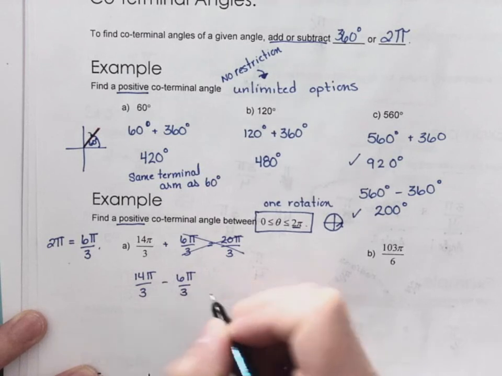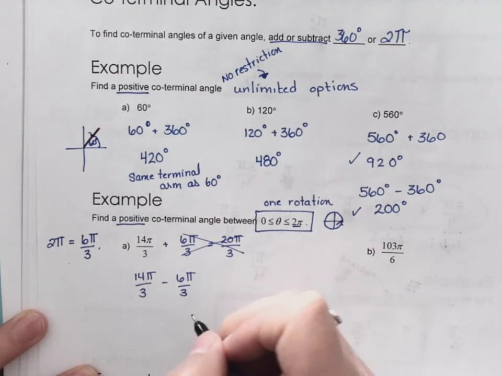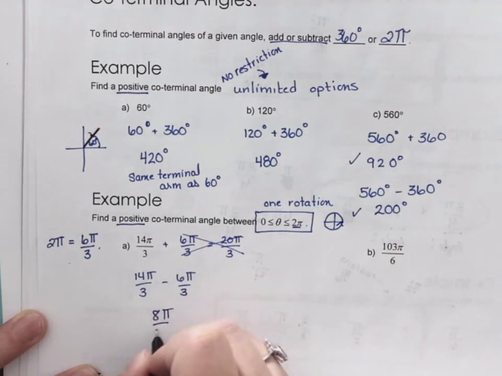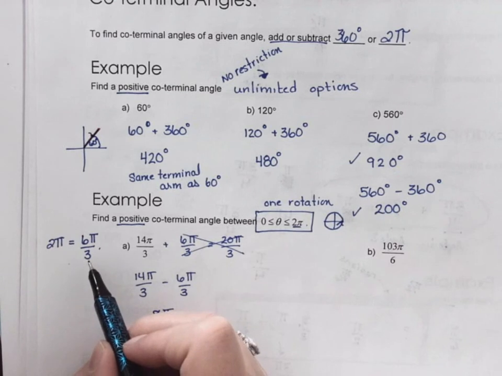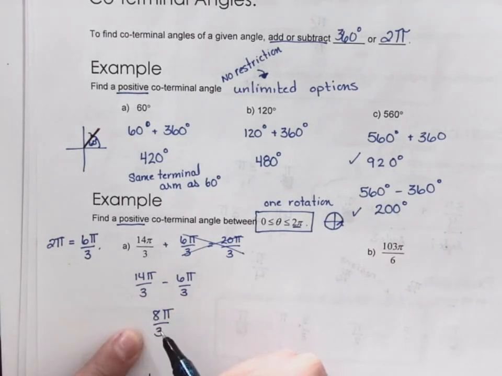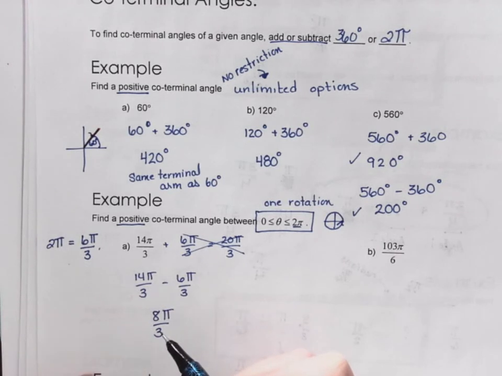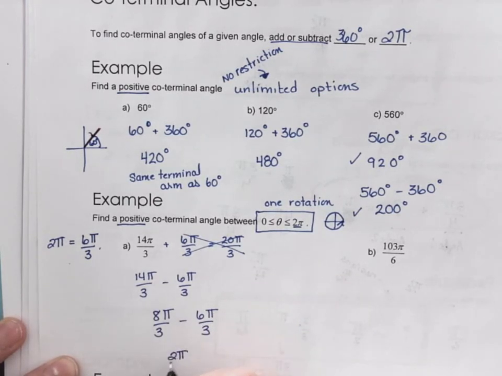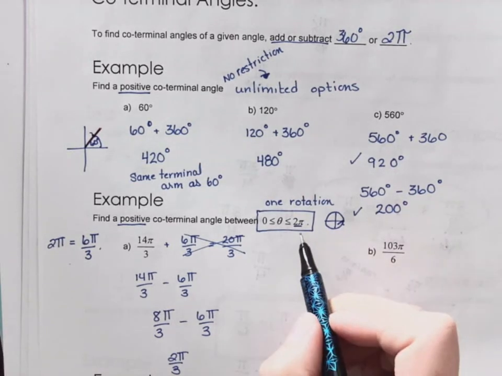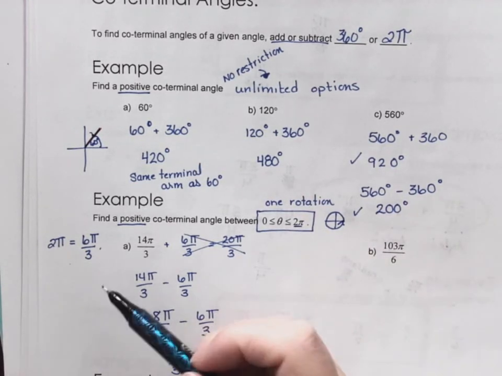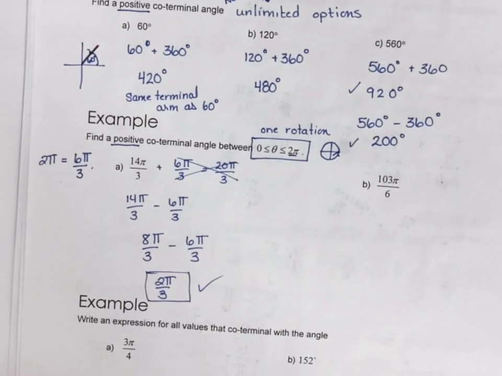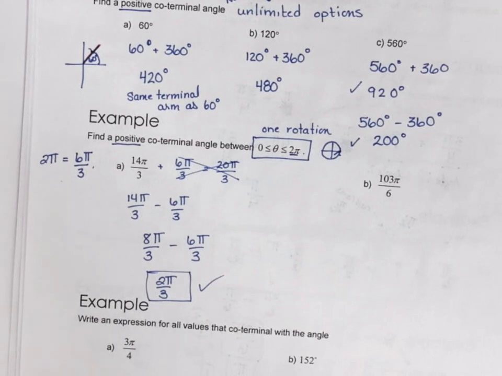And once you guys get this, you're going to be like, oh, this is so easy. Okay, 14 minus 6 is 8. Is that within the rotation of 6 pi over 3? No, so what do I got to do? Subtract again. Whew. Is 2 pi over 3 within this restriction? Yes, it's less than 6 pi over 3. So this is my answer. So I had to do it twice to get it within that unit circle.